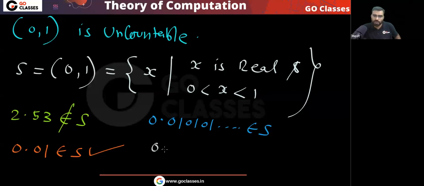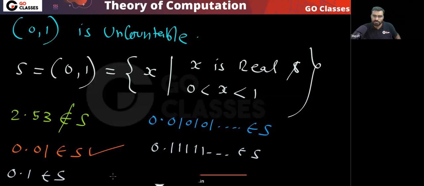Correct? Okay, what about this 0.1111 and so on? This also belongs to S. Okay, what about this 0.1? This also belongs to S. Okay, what about this 0.3435098? What about this number? This also belongs to S.